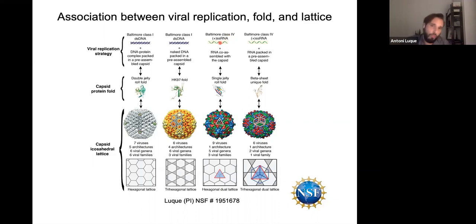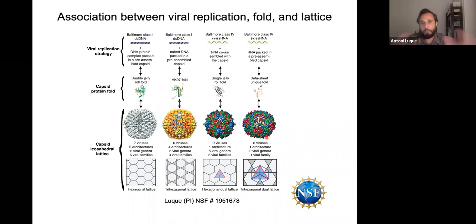So if our hypothesis is true, this means that if I go to another Baltimore class 4, which has other types of viruses, positive-strand single-stranded RNA, but they pack the genome in a different way, we would expect to have a different fold on the protein and a different lattice, because our rationale is that the lattices and the protein fold have been selected to favor that type of packing strategy. So this is what happens with this MS2 that we were seeing before. In this case, it pre-assembles the capsid, and then it packs the RNA afterwards, and it forms a different fold, and it has a different lattice. So that's where we are now.